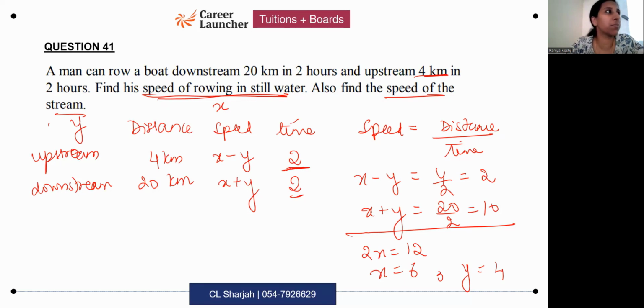Usually linear equation word problems, if you notice the paper pattern, they're asking it for 3 marks and quadratic equation word problems for 5 marks. Usually, again. Can't say whether they will change the pattern suddenly in the board exam. As per the sample paper pattern, 3 marks for linear equations, 5 marks for quadratic equations.